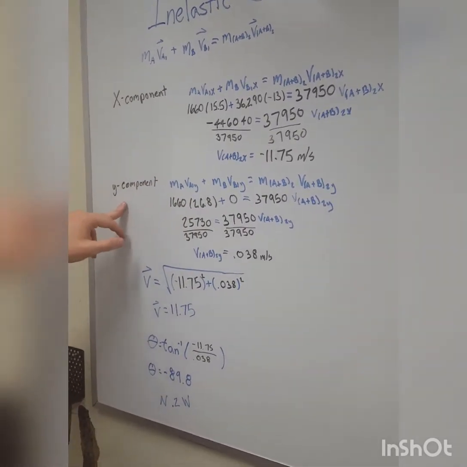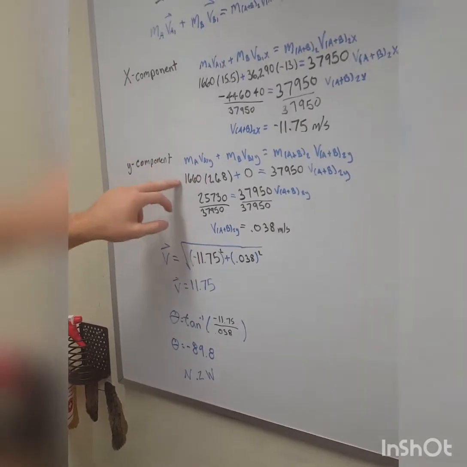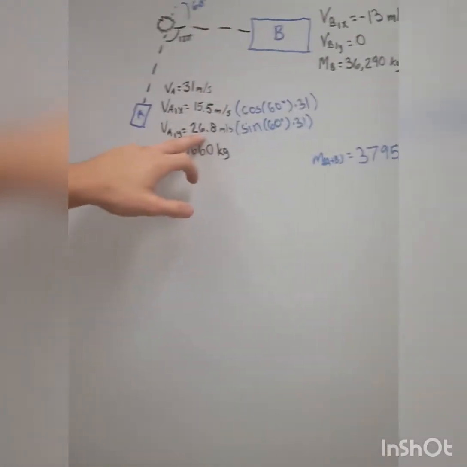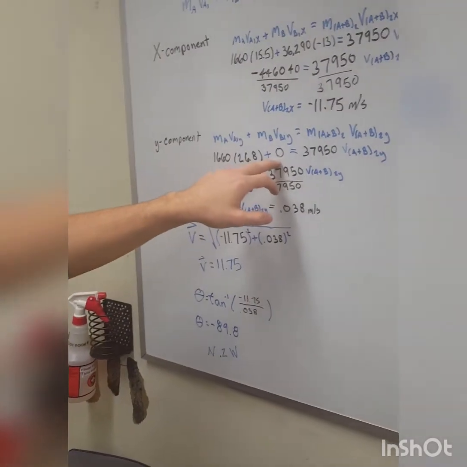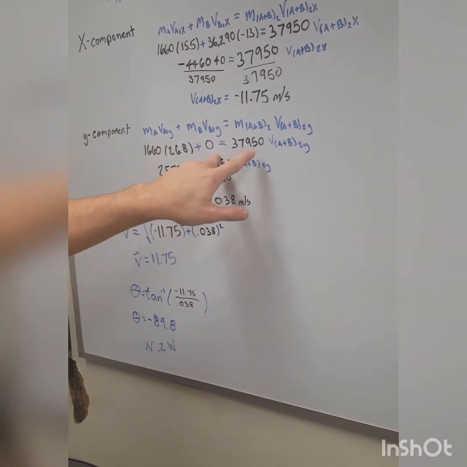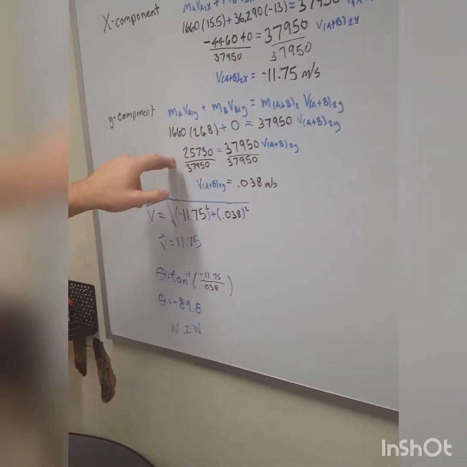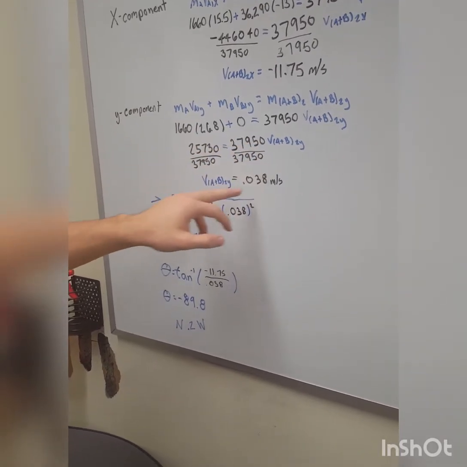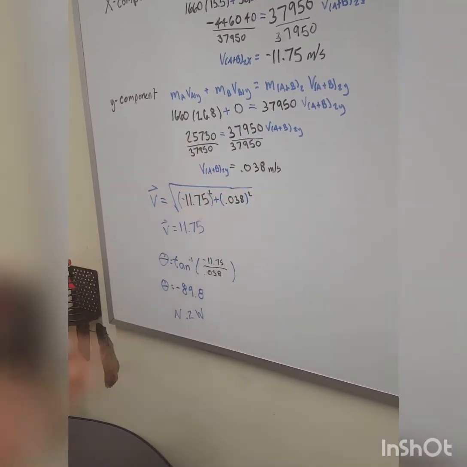So we're going to do the same thing with our y component. It's going to be the mass of car A and then the velocity of car A on the y, which is going to be 26.8. And since car B isn't going anywhere on the y-axis, we're going to set it to 0. We're going to have the total mass, and we're solving right here. So we multiply these two together and then divide by the total mass. It's going to get us 0.038 meters per second.